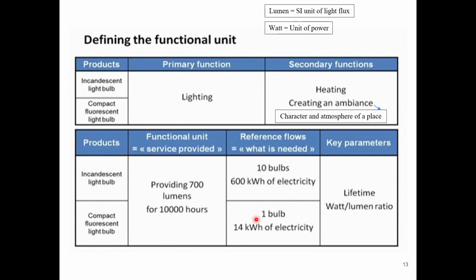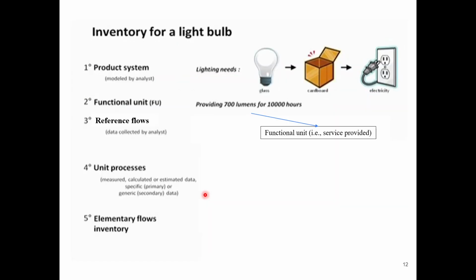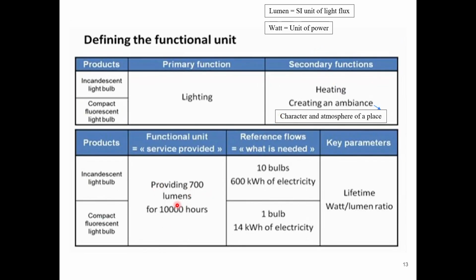And now if we see here, it is showing the difference between functional unit and reference flows. So the functional unit is the specification or the service which will be provided. For example, in both cases, as we saw in the last slide, our target was 700 lumens for 10,000 hours. So providing 700 lumens for 10,000 hours was the functional unit, because it was the service that was required to be provided, or specification. And as I told you, lumen is the SI unit of light flux.